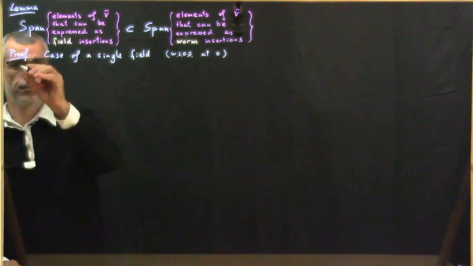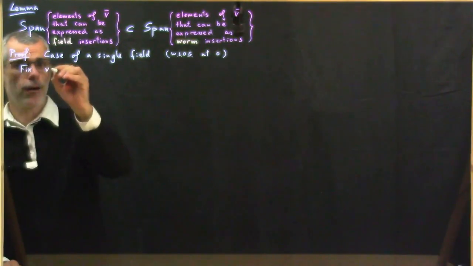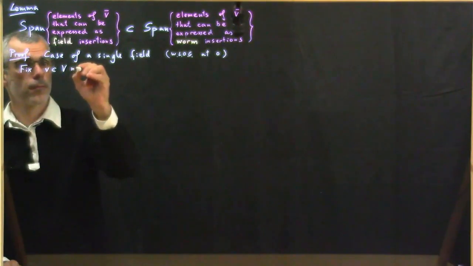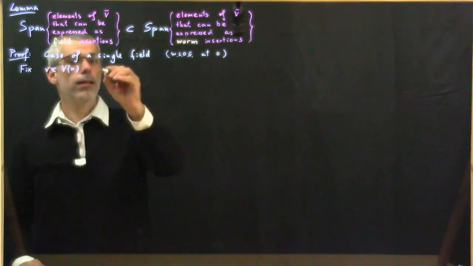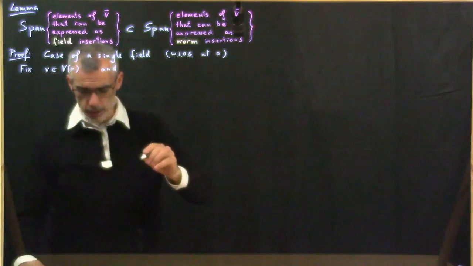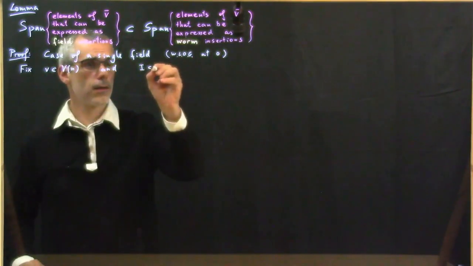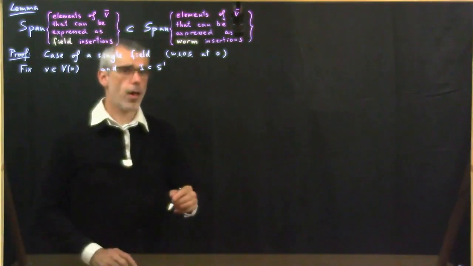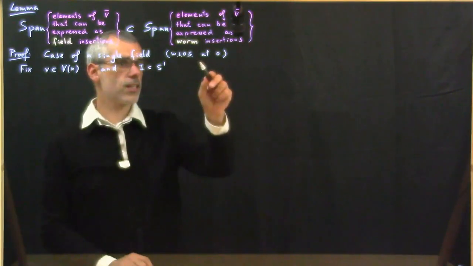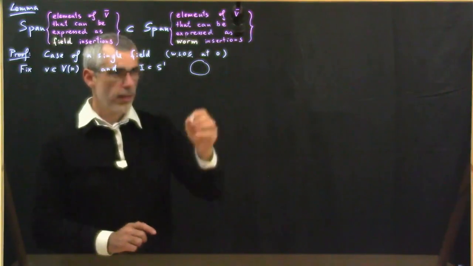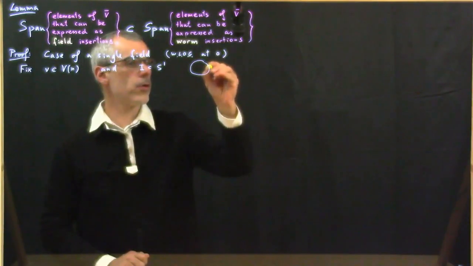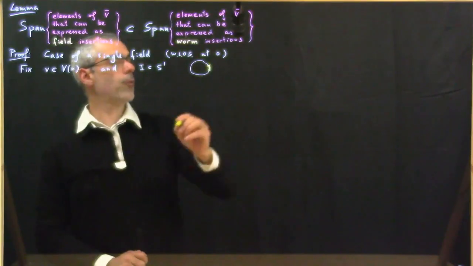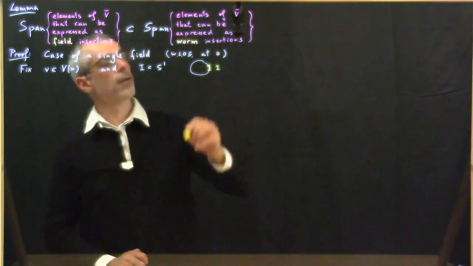So fix our field, same degree n, and let me also fix an interval, a small interval. So say this is our unit circle, then I'm going to take it to be some epsilon neighborhood of the point 1 in our unit circle.